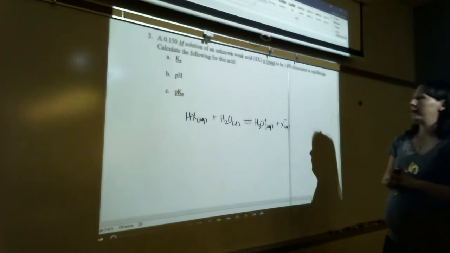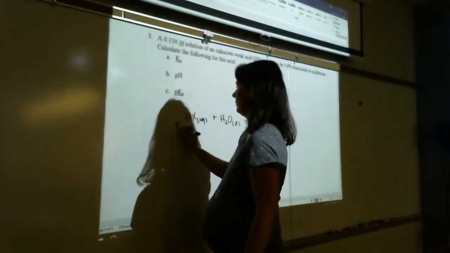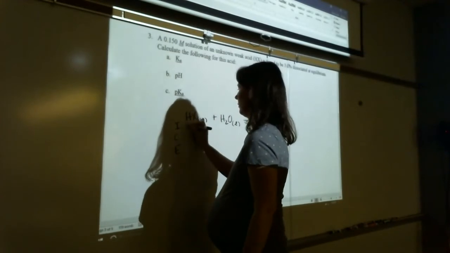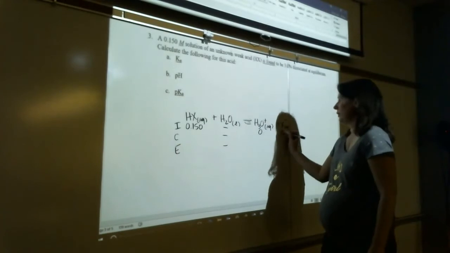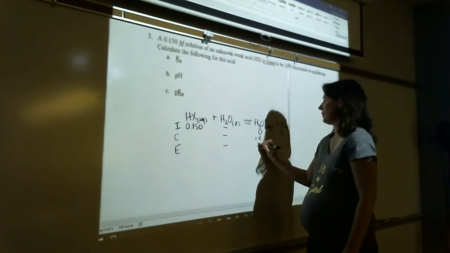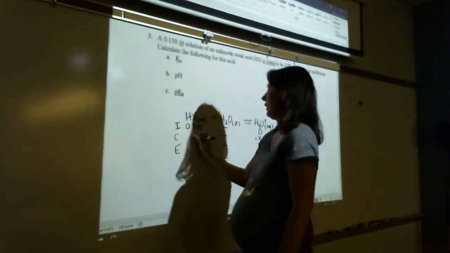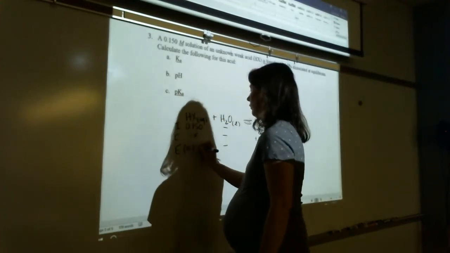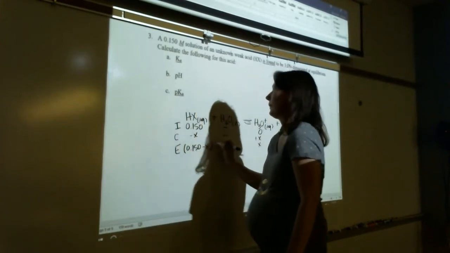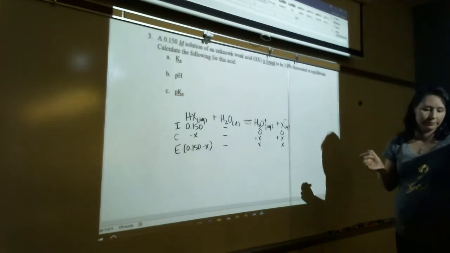Okay, and we have a 0.150 molar. And this is going to go up by x. This is going to go up by x. This is going to go down by x. And this will be 0.150 minus x. And we're told that it's 3% dissociated.